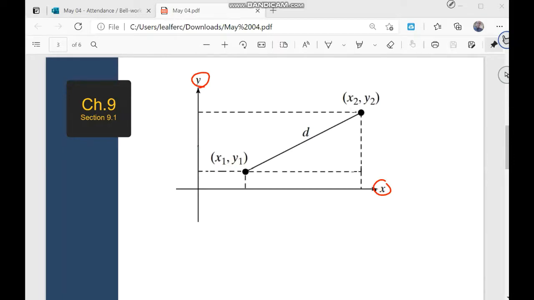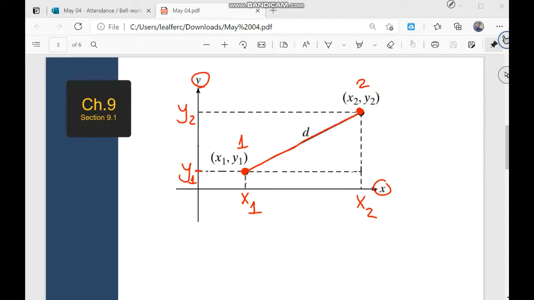We're going to have point 1 and point 2, and we want to find the distance between point 1 and point 2. The important data to solve this problem are the coordinates of point 1 and point 2. For point 1, the x coordinate is here, x1, and the y coordinate is right here, y1. For point 2, we have the x coordinate here, x2, and the y coordinate over there, y2, right?